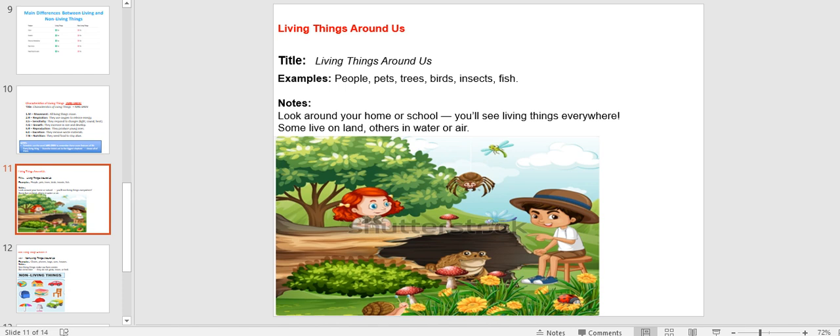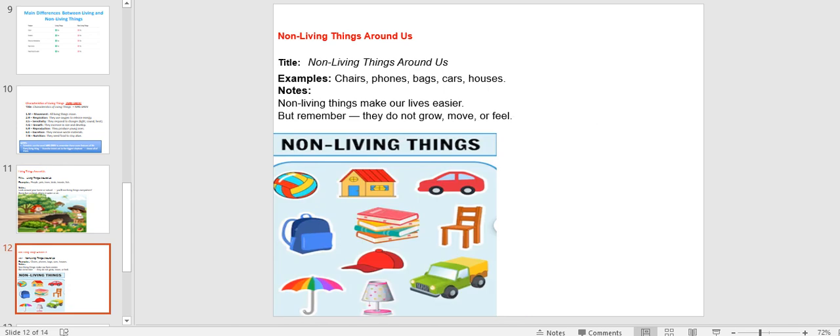Here is a picture showing living things. From the picture you can tell me what you can see. Myself, I can see a tree, I can see people, I can see insects, I can see frogs, I can see a snail, I can see flowers, and many more. All these are examples of living things that are around us.